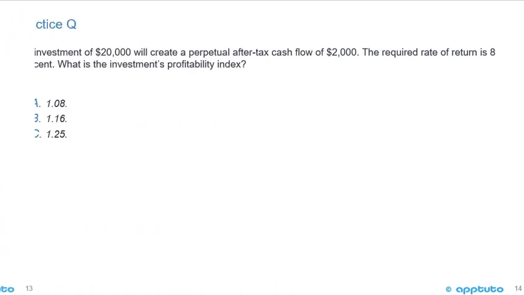Okay. So we're just going to finish this LOS with one quick practice question. An investment of $20,000 will create a perpetual after-tax cash flow of $2,000. The required rate of return is 8%. What is the investment's profitability index? A, 1.08, B, 1.16, or C, 1.25?